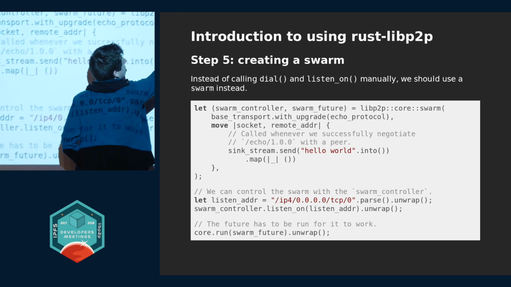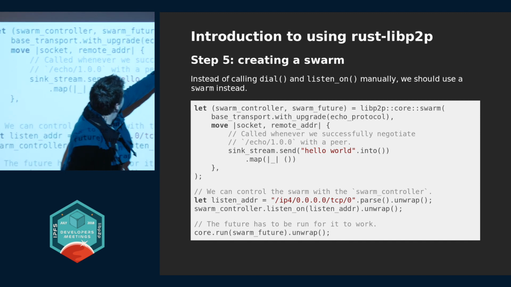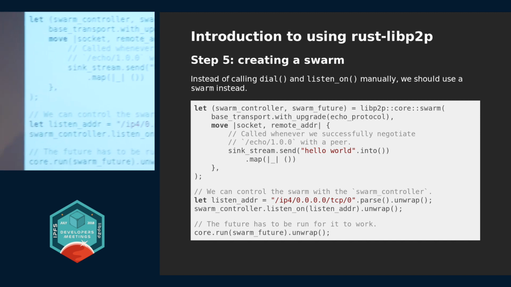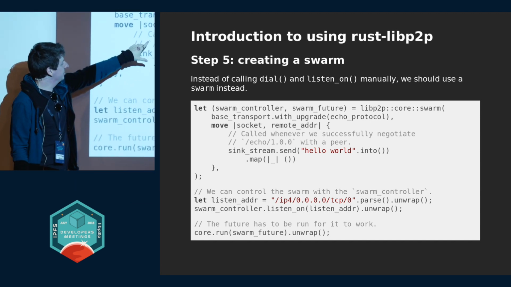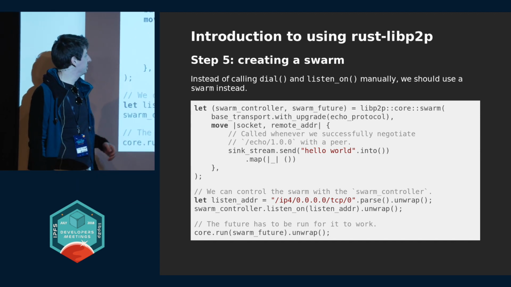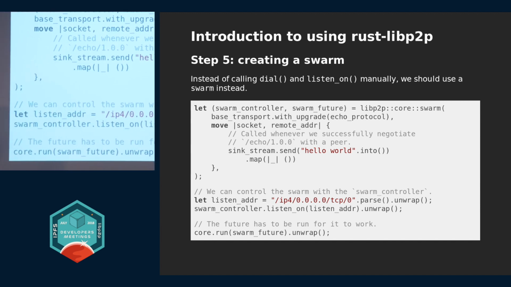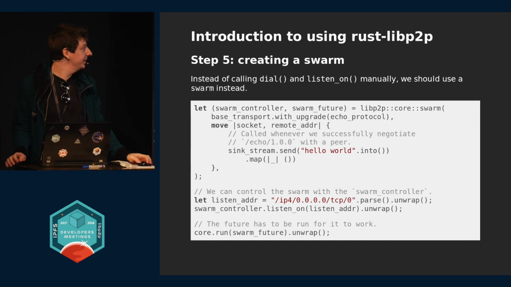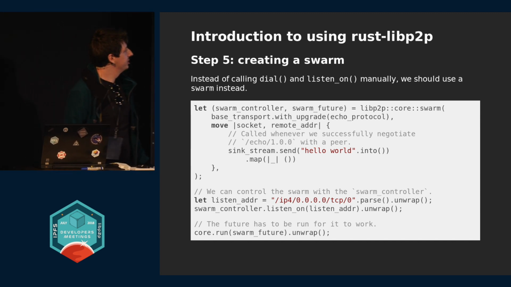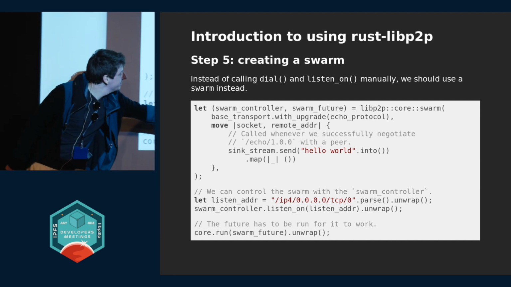We have a function named swarm that's in Rust libp2p. We pass whatever we want to happen. So we take our transport and the echo protocol. And whenever we negotiate a connection with any remote peer, we enter this closure here, and we choose whatever we want to do whenever we successfully negotiate a connection. So that builds a swarm. And then you can control the swarm by using the swarm controller.